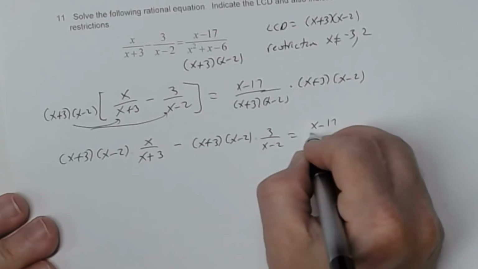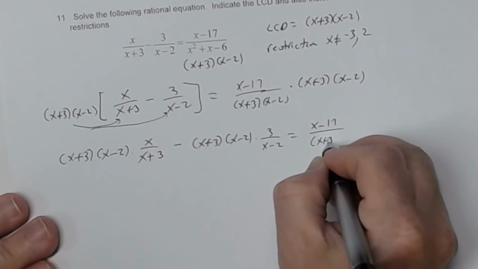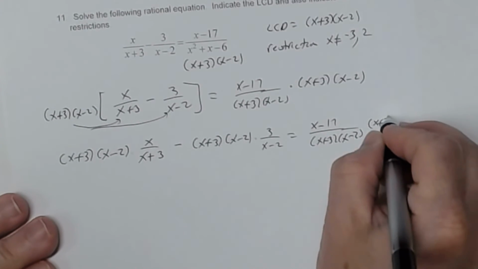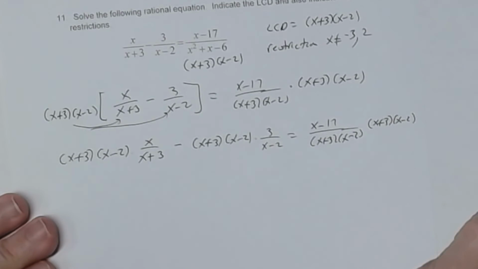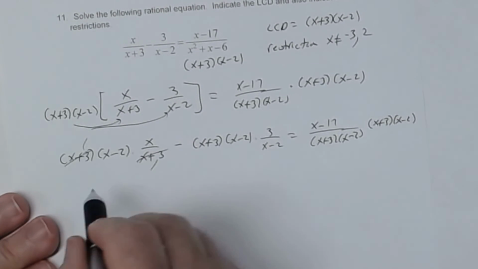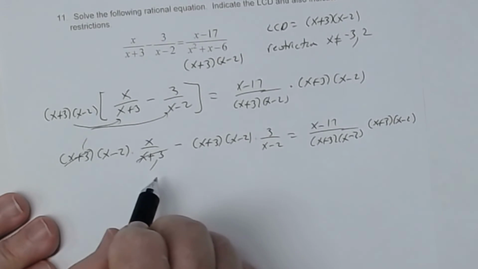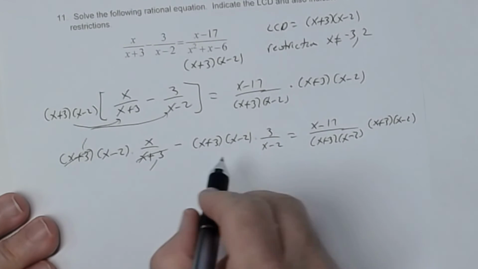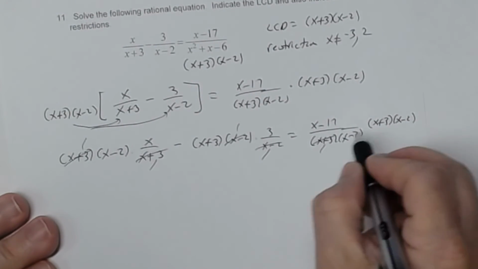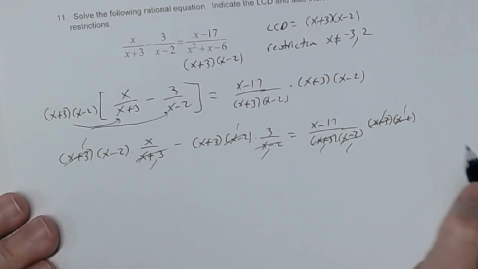So (x − 17)/(x + 3)(x − 2), times (x + 3)(x − 2). Okay? Now we're going to reduce. So the x plus 3's divide out. Make sure you put factors of 1 in that place. Over here, the x minus 2's divide out. And over here, the x plus 3's divide out and the x minus 2's divide out.